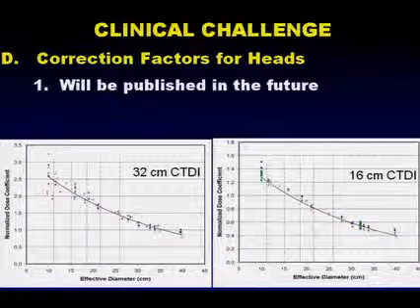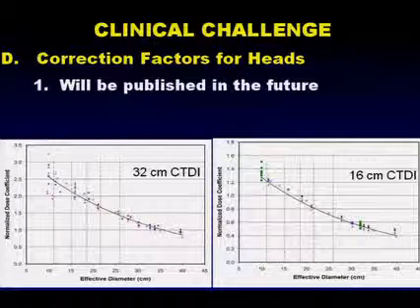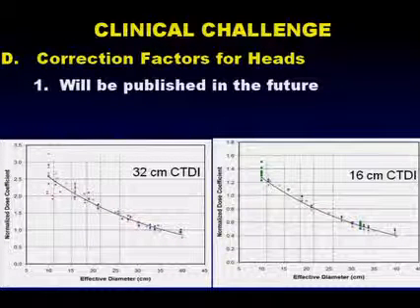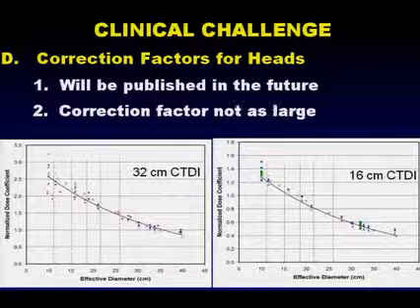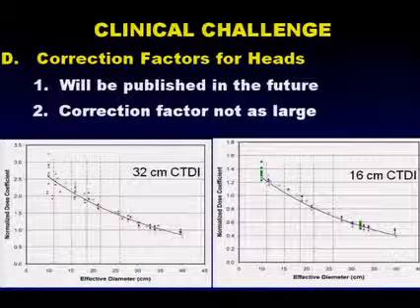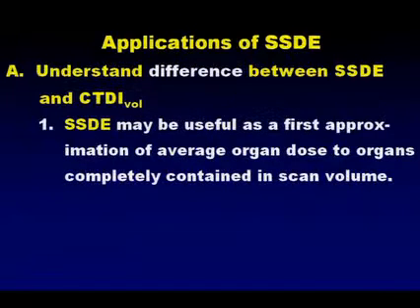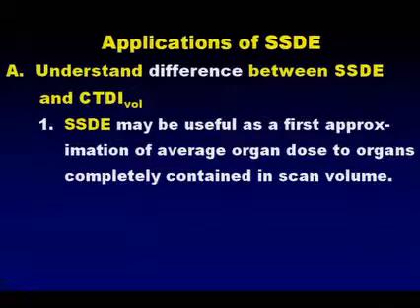As I mentioned before, there'll be correction factors for heads in the future because heads are based upon the 16 centimeter CTDI phantom. The correction factor will not be as large as those that we find for the abdomen. It's important, if we're going to start applying the SSDE, that we understand the differences between it and CTDI vol.